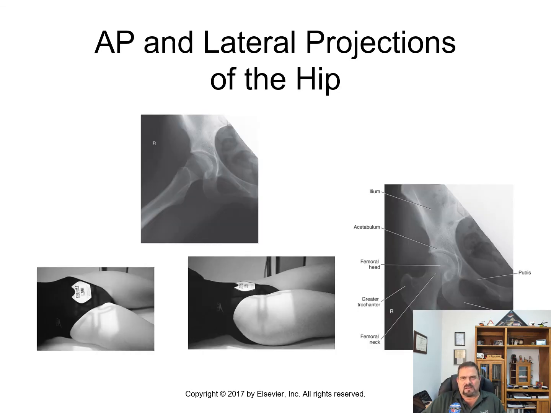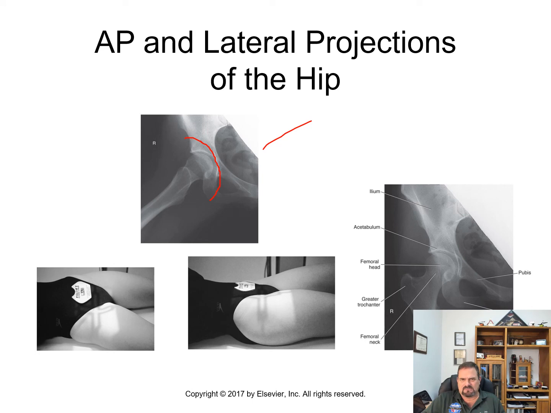Right, so AP and lateral projections of the hip, really significant amount of rotation here, significant amount of rotation in order to get a good lateral projection. This is your lateral projection here. Notice how much rotation there is there. And then over here, another AP position.